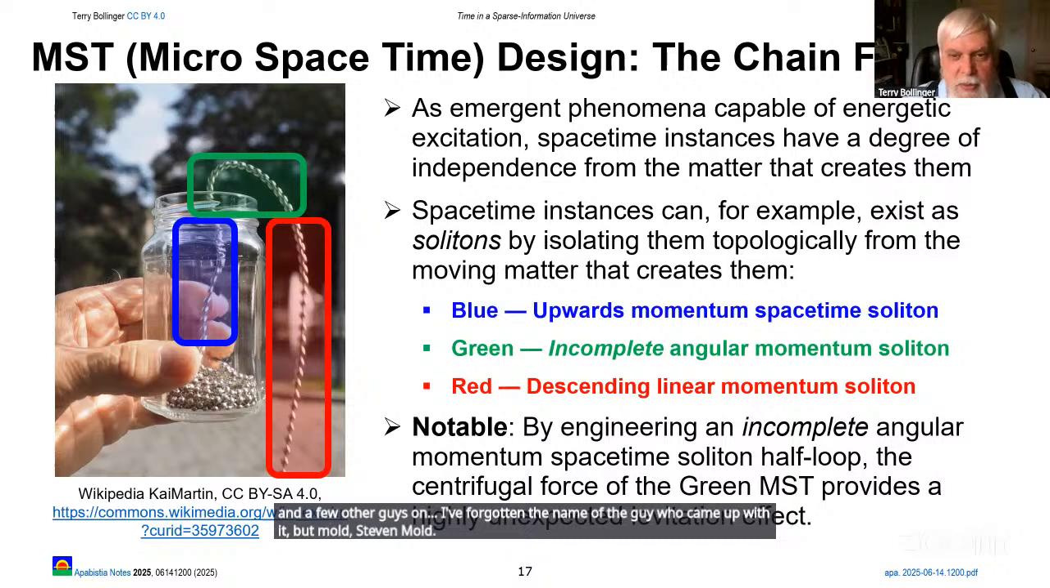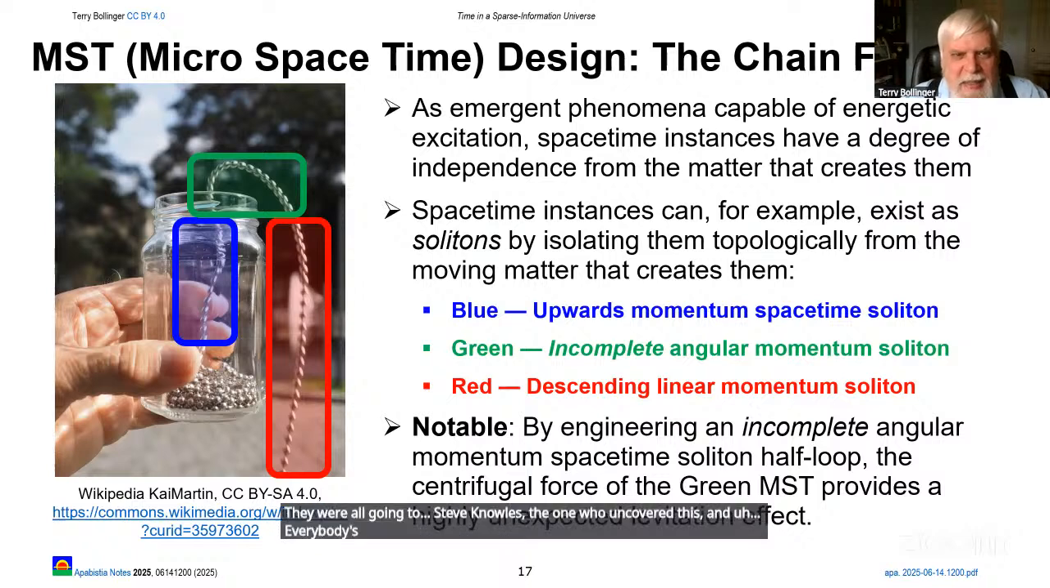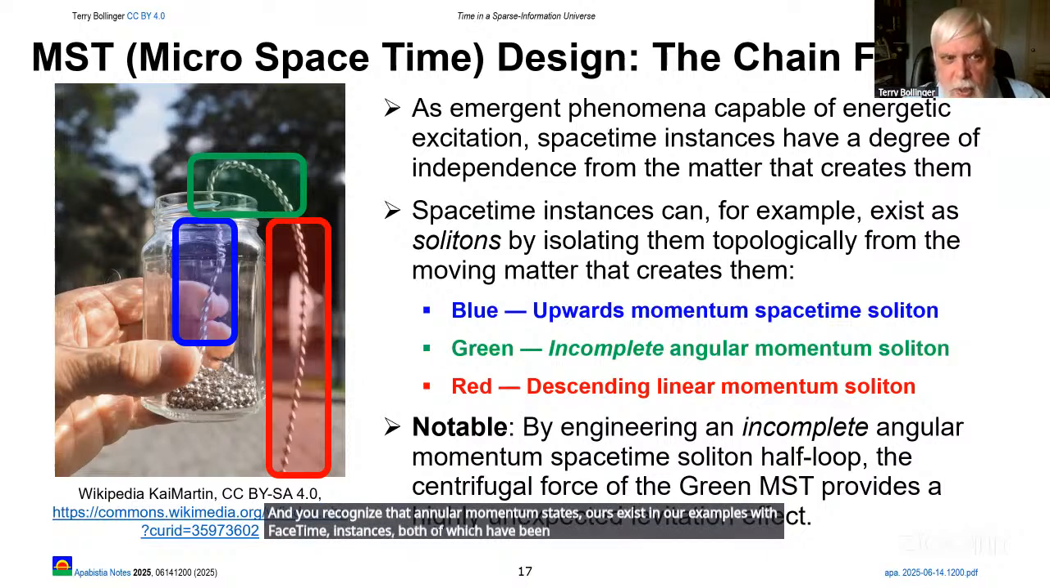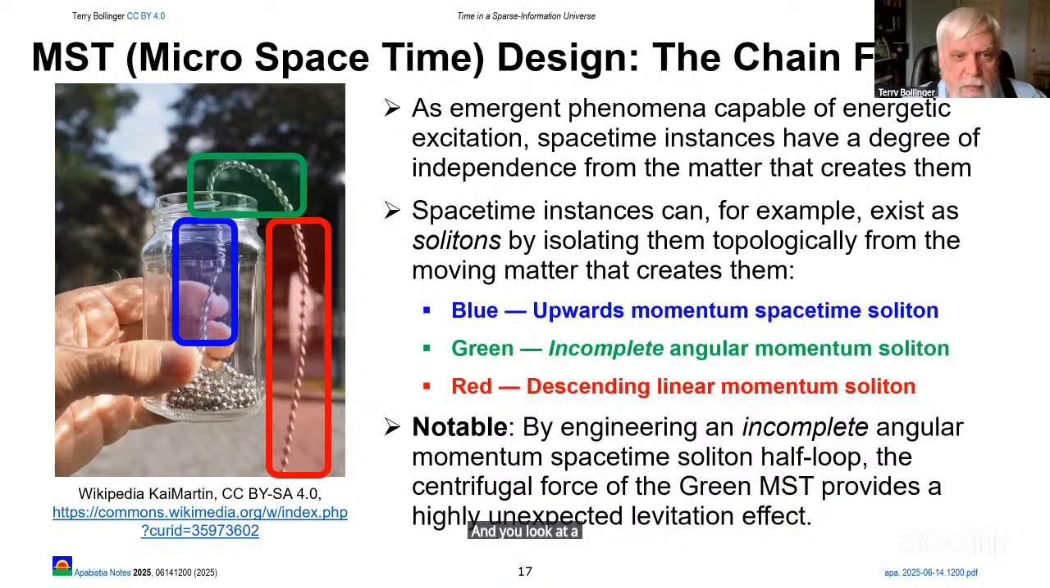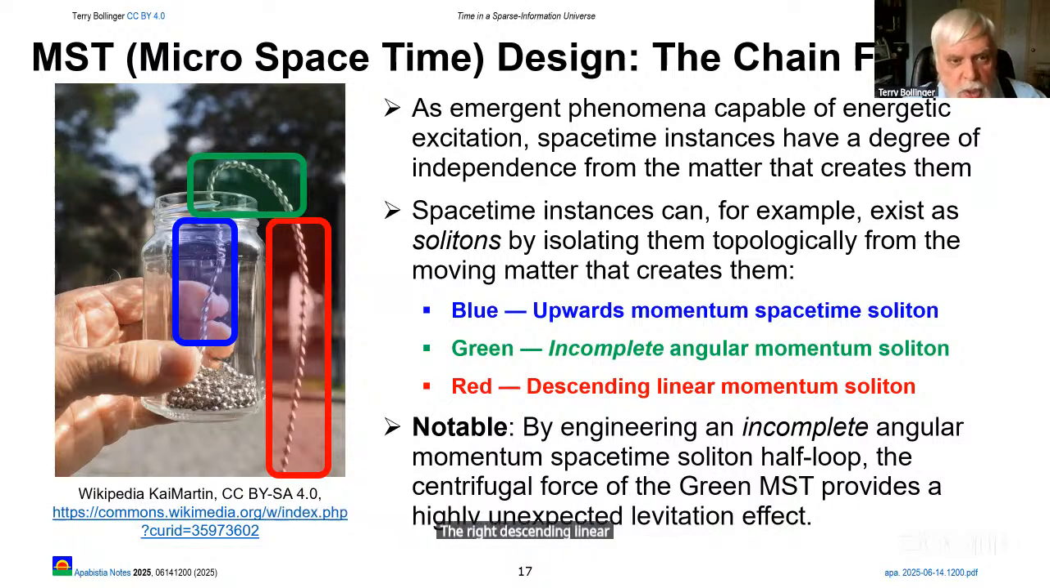They were all Steve Knowles, one who uncovered this, and everybody's just kind of going nuts saying, how does this actually work? And coming up with all sorts of elaborate theories. If you recognize that linear momentum states are instances of space-time, and you recognize that angular momentum states are examples of space-time instances, both of which have been excited in different ways, and you look at a chain fountain, you have three conspicuous components. You have the blue upwards linear momentum component on the left, the descending linear momentum component on the right.